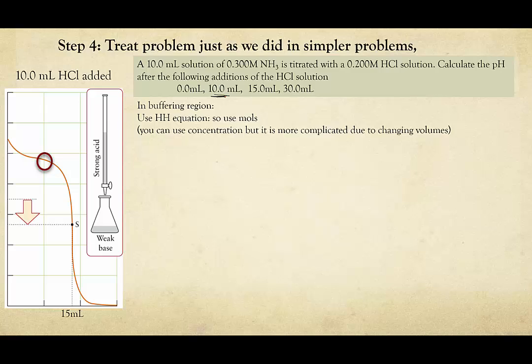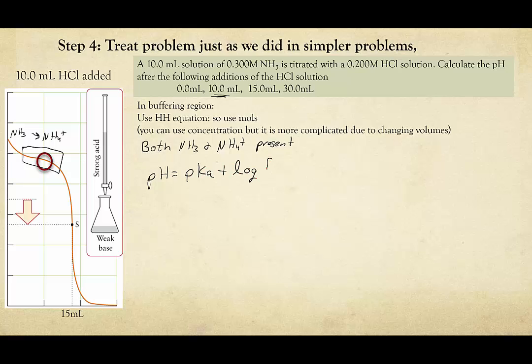Now, for the next part of this problem, I ask you to do the pH at 10 mils. Now we know that the equivalence point is at 15, which means that at 10 mils, we're not at the starting point, but we're also not at the equivalence point. This is the area where we know that the initial NH3 that we started with, some has been converted into NH4+. And because we have both NH3 and NH4+, we must have a buffer. So here, we can use the Henderson-Hasselbalch equation. I would suggest doing this in moles.